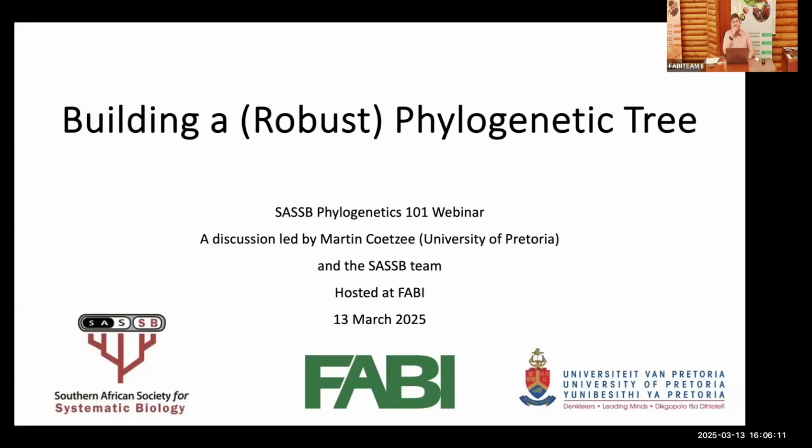Seems to be working. Okay, I was also talked about to you about building a phylogenetic tree, and in the title it was said robust. I have put this in brackets because a robust tree needs a little bit more analysis and using different methods to really get to a phylogenetic framework that you can have confidence in. So we will talk about how to build a phylogenetic tree today, in collaboration with the SASSB team.